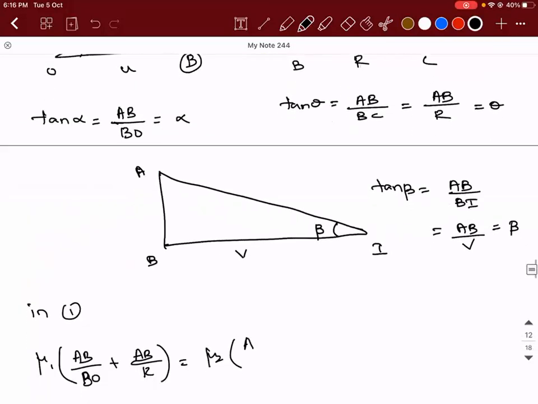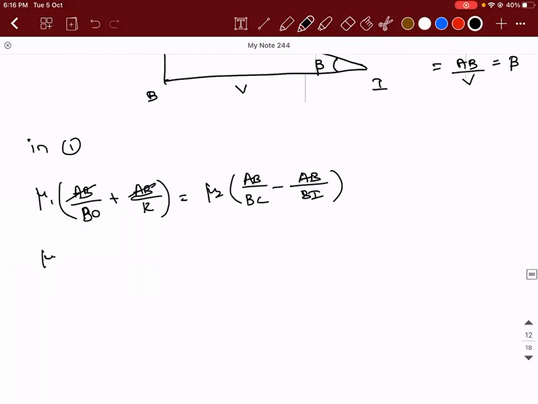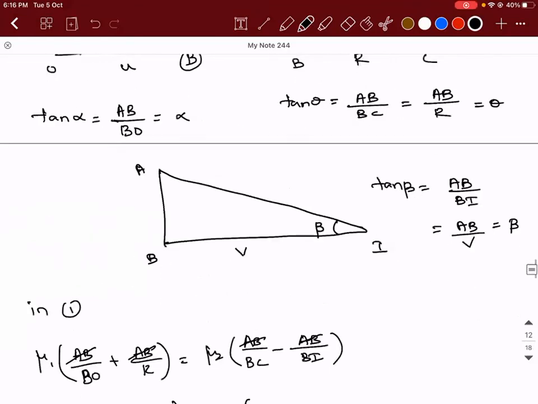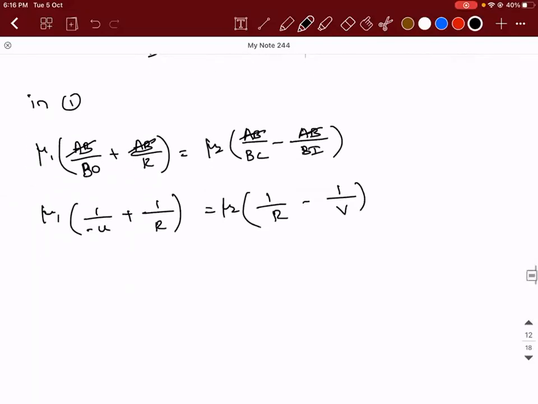Theta is AB by R, minus beta is AB divided by, I'll not call it as B, I'll write it as BI itself, AB divided by BC. Okay. So AB will get cancelled everywhere. Mu 1 into 1 divided by, what is the value of BO? BO will be minus U, plus 1 divided by R, is equal to mu 2 into BC. BC is how much? BC is also plus R, minus 1 divided by BI, which is V.